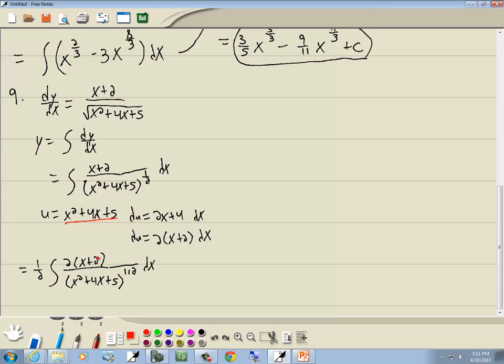Now this x squared plus 4x plus 5 matches this. The 2 times x plus 2 matches those. The dx matches that. So everything matches perfectly.